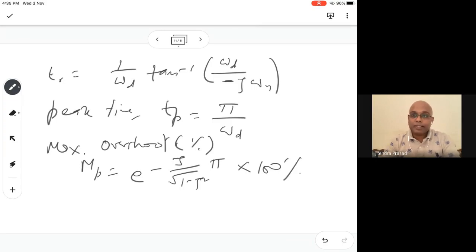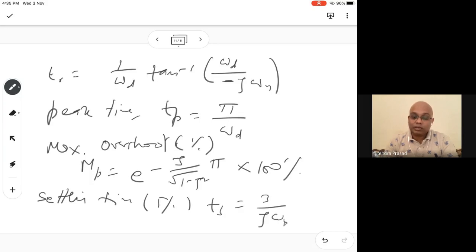And then settling time. Again, for settling time, you can assume we are talking about the 5% criterion. So settling time, 5% criterion, TS will be equal to 3 over zeta omega n. Okay, this is how we calculate. This is straightforward, nothing else.